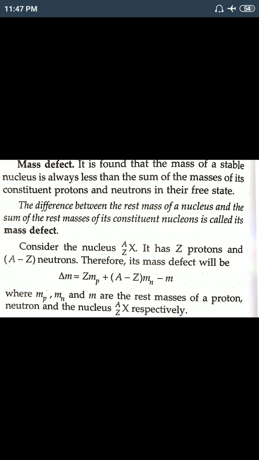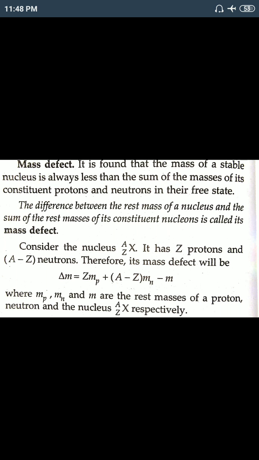Now we discuss another term, that is mass defect. It is found that the mass of a stable nucleus is always less than the sum of the masses of its constituent protons and neutrons, because we know that the nucleus consists of protons and neutrons. So the total mass of that nucleus should in general be equal to the sum of the masses of protons and the sum of the masses of neutrons, but that is not happening.